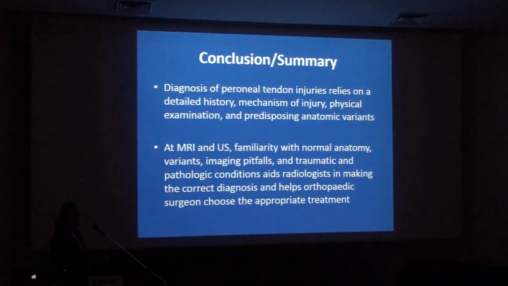So, in conclusion, it is important to know normal anatomy, anatomic variants, and disorders and injuries of the peroneal tendons, to know the ultrasound and MR patterns, how we approach them, and if we make the proper diagnosis, this helps the orthopedic surgeon choose the appropriate treatment options.